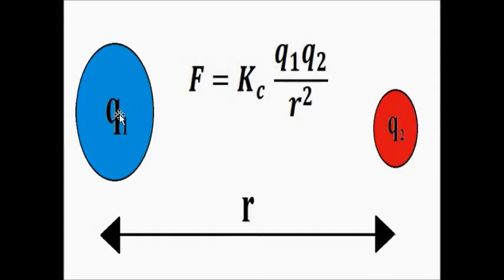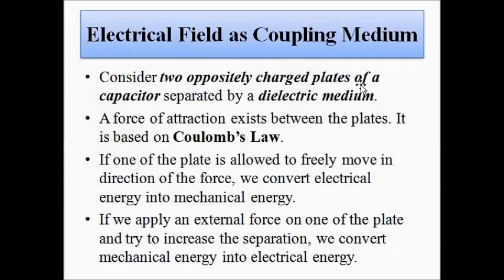So let's suppose there are two charges with magnitude q1 and q2 coulombs separated by a distance r. The force between them is given by kc into q1 q2 by r square, directly proportional to the product of the two charge magnitudes and inversely proportional to the square of the distance. So this is Coulomb's law. So in electrical field, when electrical field is chosen as the coupling medium, the force of attraction governs Coulomb's law.